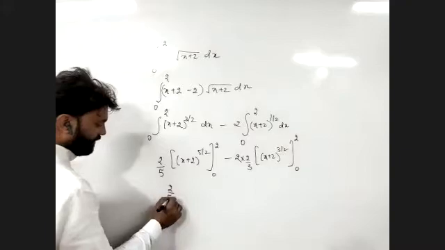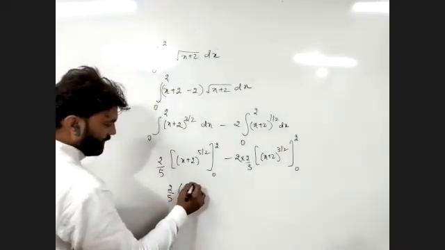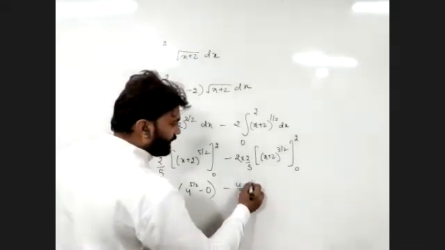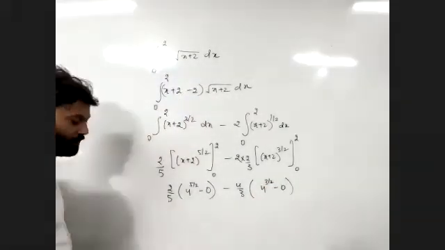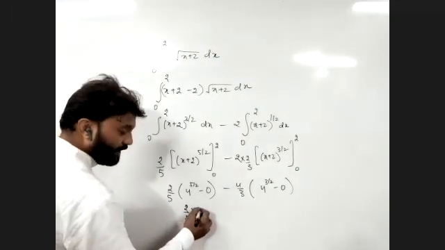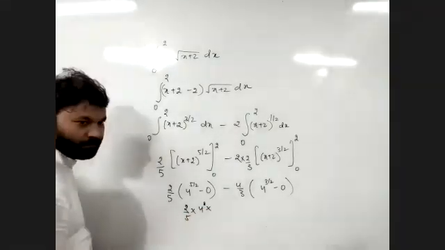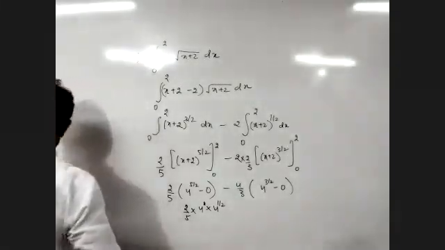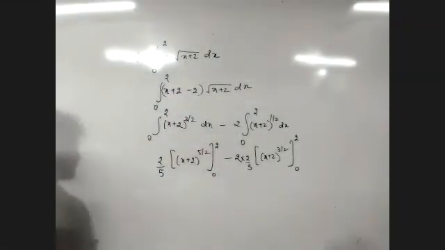So this will be 2 by 5. पहले 2 put up कर देते हैं. 4 to the power 5 by 2 minus 0. 4 by 3, 4 to the power 3 by 2 minus 0. 4 to the power 5 by 2, 5 by 2 means 2.5. So 4 to the power 2 into 4 to the power half. एक मिनट, एक गड़बड़ की है मैंने. I have not put up the limits properly.